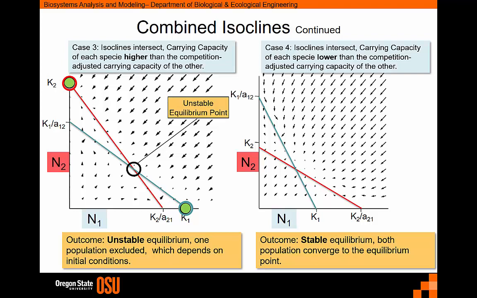Finally, in the fourth scenario, we can see that the isoclines cross one another, forming a stable equilibrium point. But in this case, both species' carrying capacities are lower than the other's carrying capacity divided by its competition coefficient. Again, below both isoclines, the populations increase, and above both isoclines, the populations decrease. In this case, however, when the populations of two species are between their isoclines, their joint trajectories always head towards the intersection of the isoclines. Rather than outcompeting one another, the two species are able to coexist at this stable equilibrium point at the green circle. This is the outcome regardless of the initial conditions the system experiences.